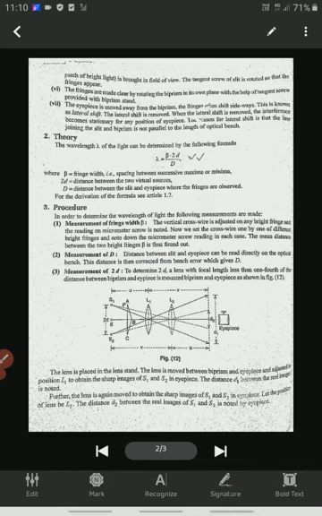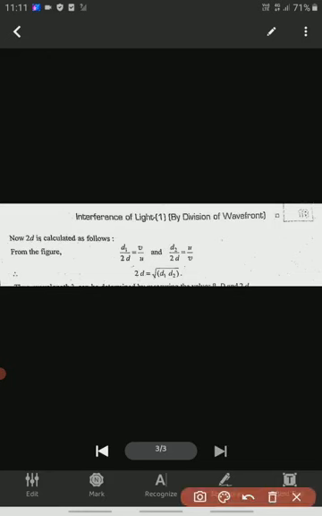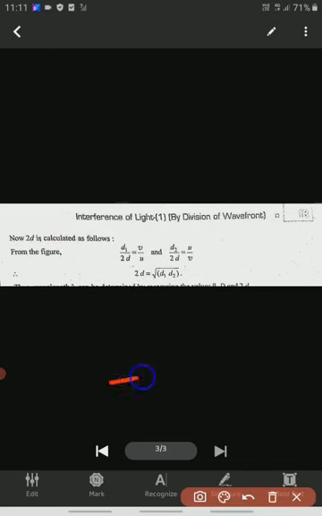Once again, repeating the same point: v is the distance between the source and L2, and u is the distance between L2 and the eyepiece. By using this formula, d1 by 2d is equal to v by u, and d2 by 2d is equal to u by v. From this we finally get 2d, the distance between two coherent sources, is equal to root of d1 into d2. From this formula we can find the 2d value.